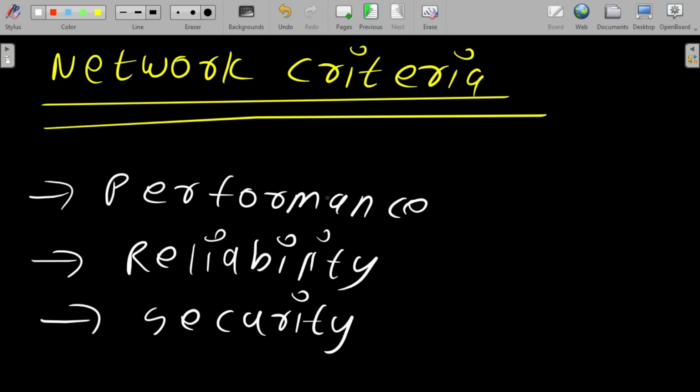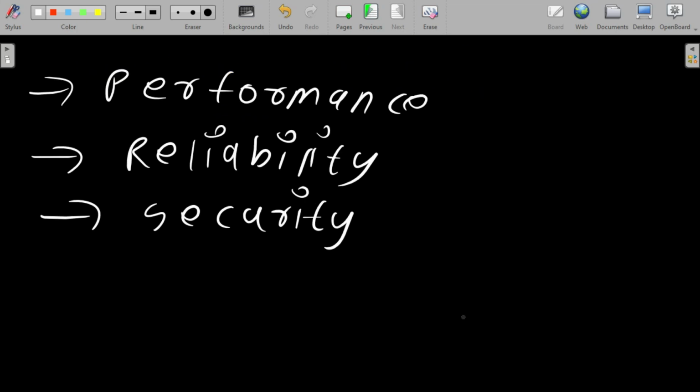Now the second one is reliability. Reliability means dependability. A reliable network should work properly most of the time. Less failure means high reliability. The third one is security. Security means protection. The network should protect data from hackers, unauthorized users, and data theft. Strong passwords and encryption improve security.